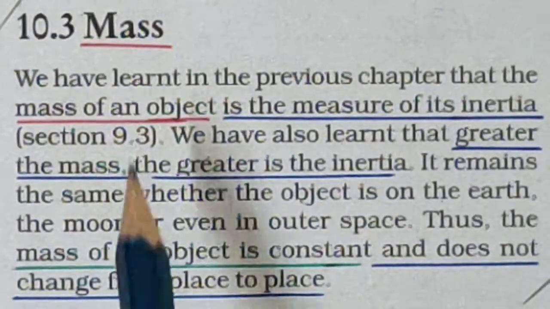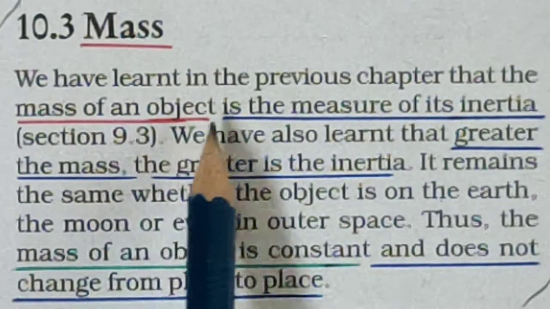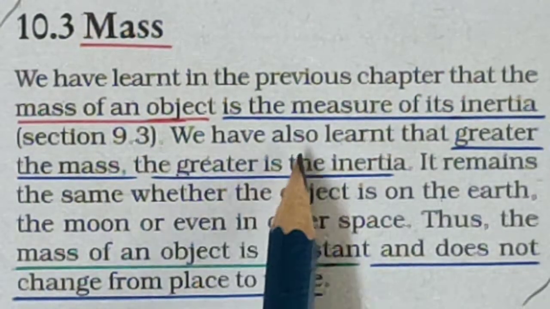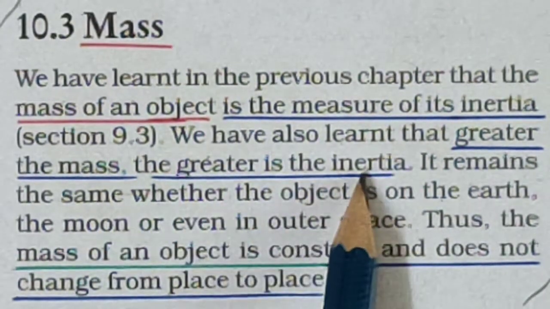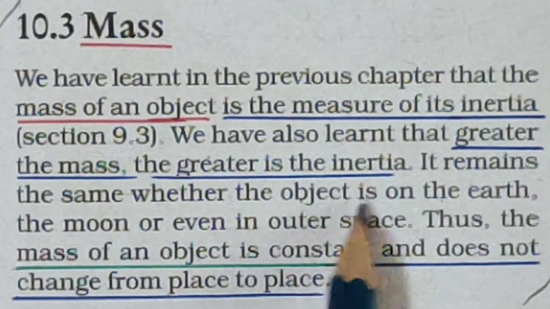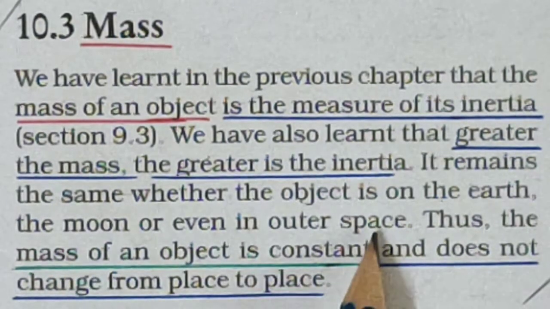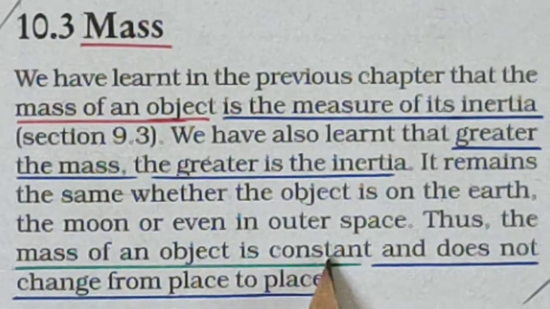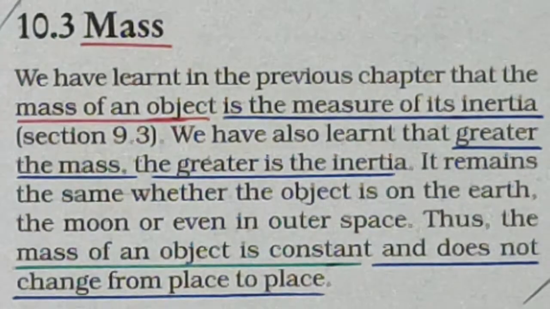Let us see what mass is. We have learned in the previous chapter that the mass of an object is the measure of its inertia. We have also learned that the greater the mass, the greater is the inertia. It remains the same whether the object is on the earth, on the moon, or even in outer space. Thus, the mass of an object is constant and does not change from place to place.